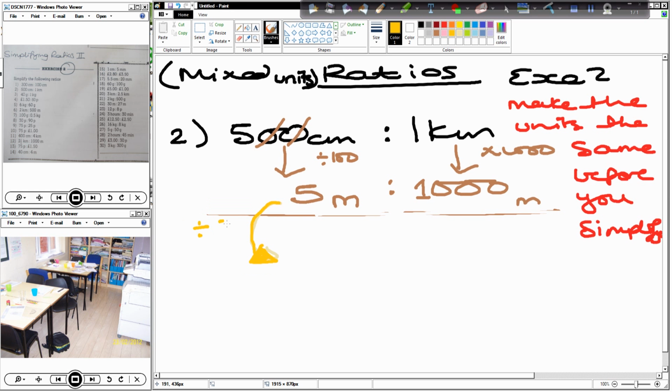So we divide by 5, both sides. So 5 divided by 5 is 1. 1,000 divided by 5 is 200. And we are done for that question. So that's a mixed unit 1. I want you to quickly get that copy down, and then I can go on to the next question.